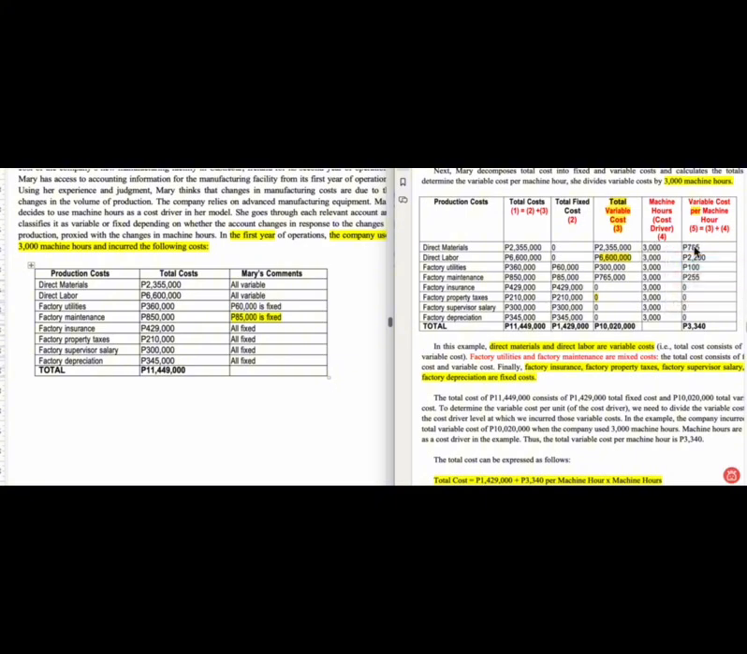Okay. Then another. How much is the variable cost per machine hour na pod? Diya sa direct labor. So, we have 6.6 million divided by 3,000. We now have 2,200. So, the same thing sa uban item. 300,000 sa factory utilities divided by 3,000 equals to 100. And sa maintenance na po, 765,000 divided by 3,000, we now have 255 pesos. And then, factory insurance, 0 divided by 3,000, 0.